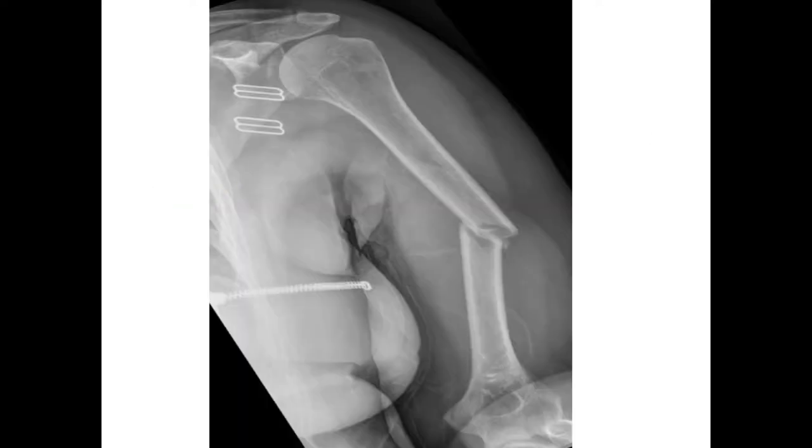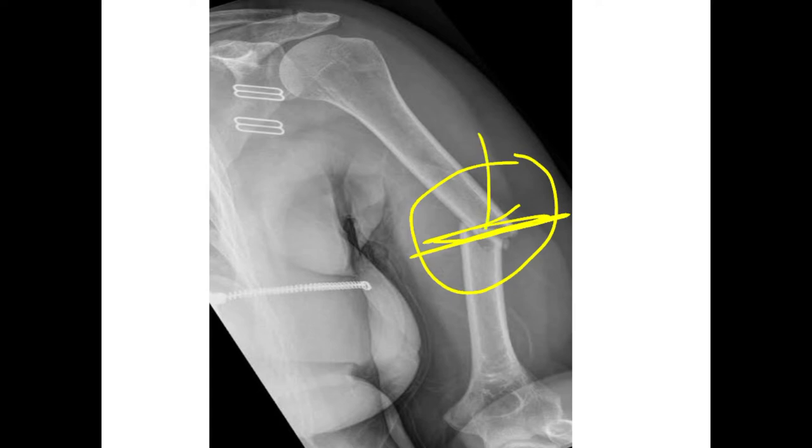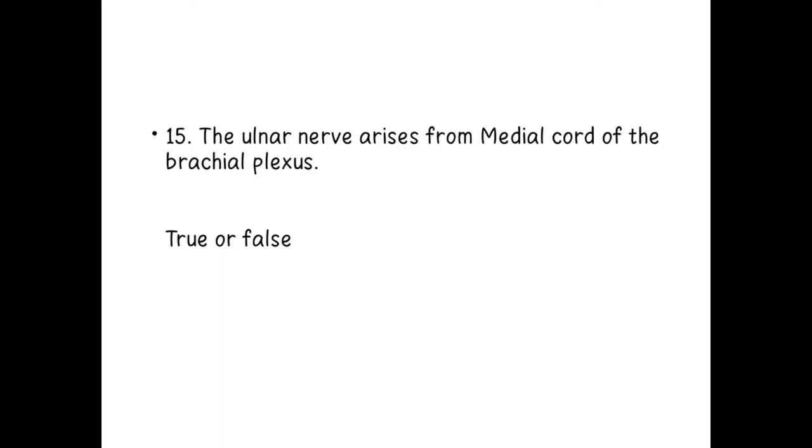So this is how a transverse fracture of the humerus looks like. You can see from this case, this is the humerus bone, but at this place the bone was broken transversely. And the radial groove is somewhere around here, so definitely the nerve will be lesioned.